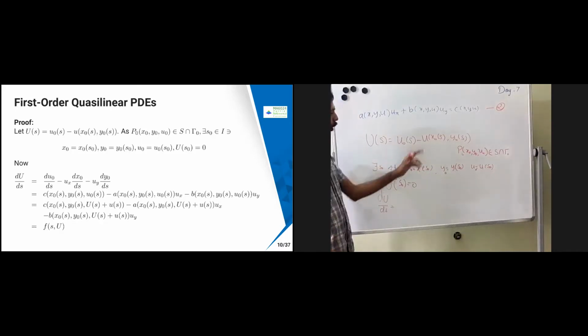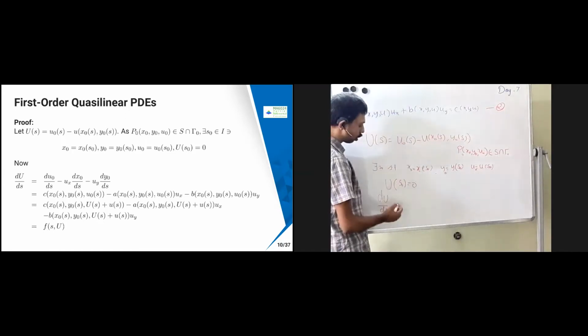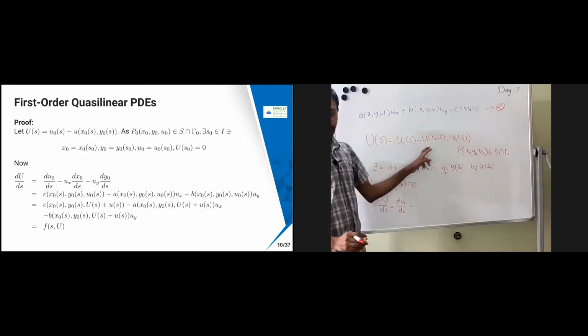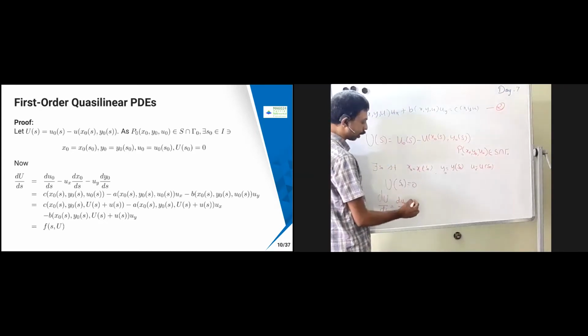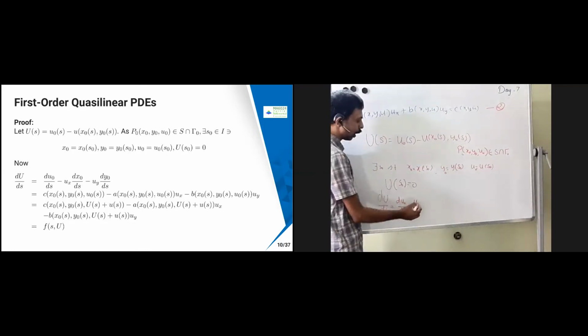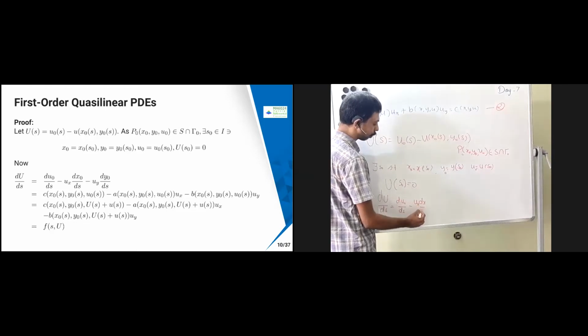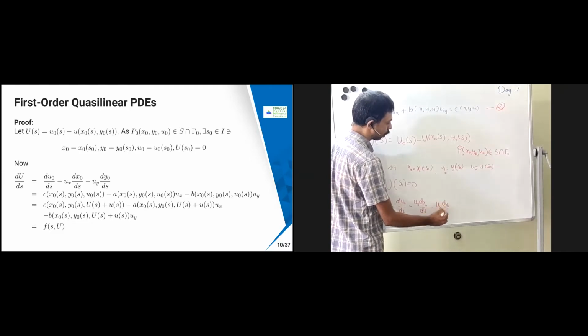What is du by ds from here? I can write this as, this is a function of s alone, so I can write this as du naught by ds, minus this is du by... So here I have two things. u is also there, x is also there. So what I will get is something like ux, or ux naught also, ux into dx by ds, dx naught by ds, minus uy, dy naught by ds.